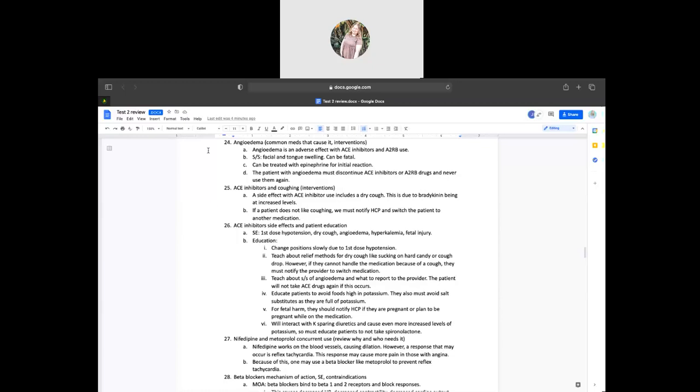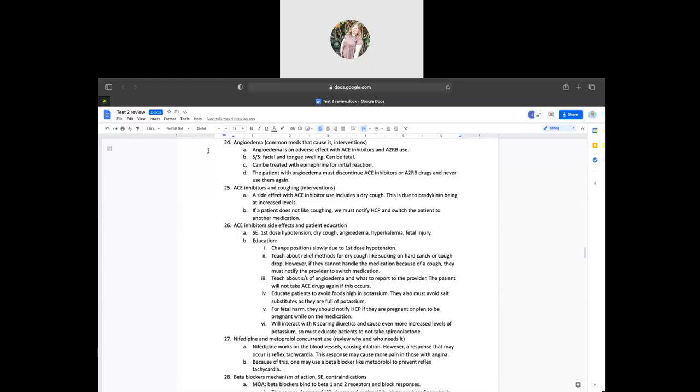So, the first thing we're going to talk about is angioedema. Angioedema is a life-threatening adverse effect of ACE and angiotensin II receptor blocker use. The signs and symptoms of angioedema are facial and tongue swelling, and it can be fatal if it's not treated.